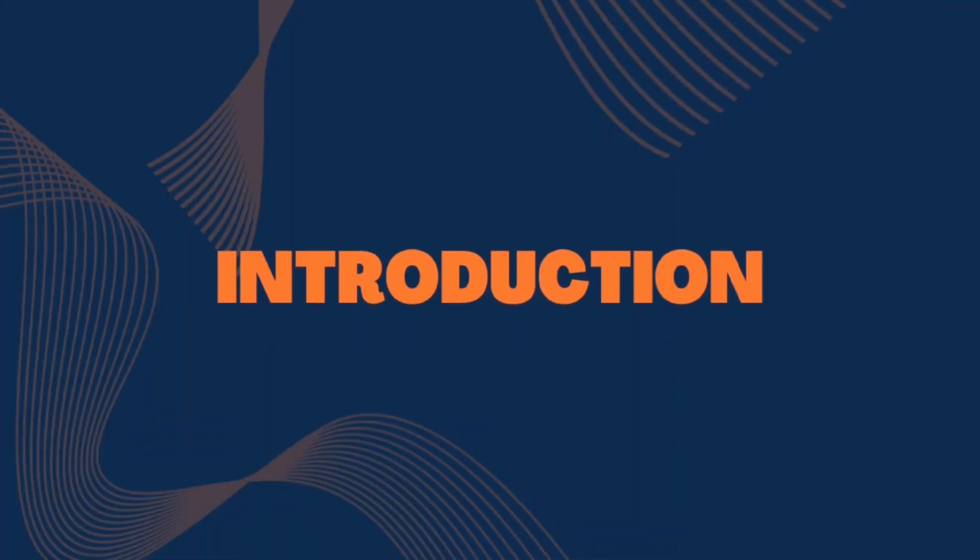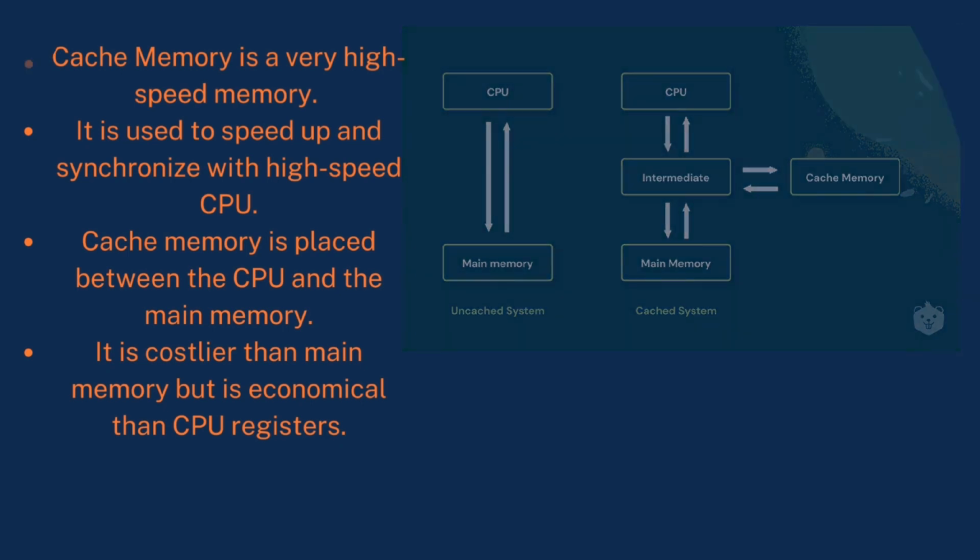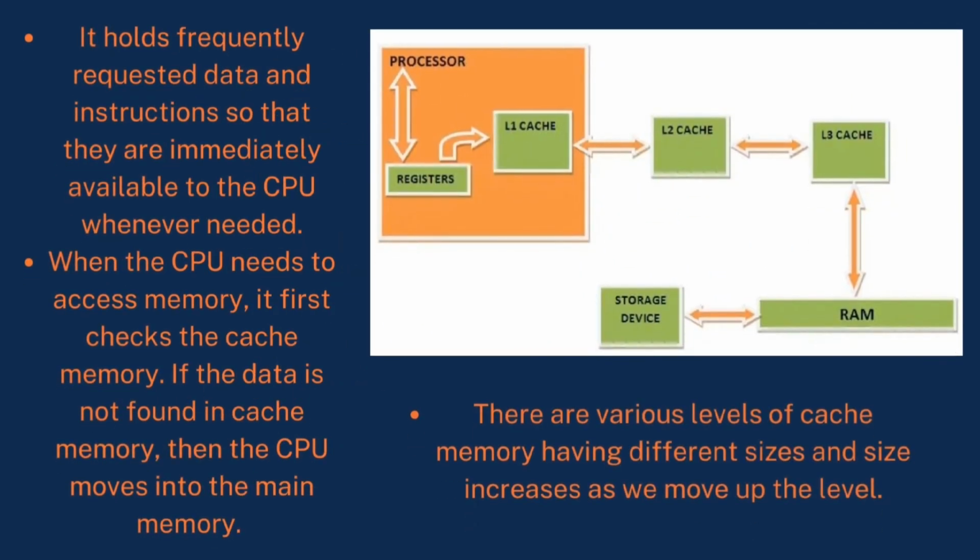Cache memory is a very high speed memory. It is used to speed up and synchronize with high speed CPU. Cache memory is placed between the CPU and main memory. It is costlier than main memory but is economical than CPU registers. It holds frequently requested data and instructions so that they are immediately available to the CPU whenever needed.